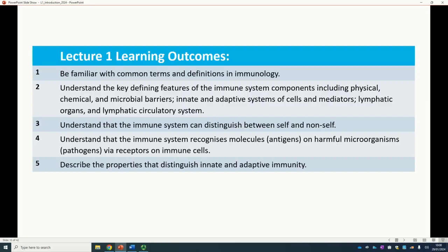So this will include various barriers, such as the physical, chemical, and microbial barriers, but also the innate and the adaptive immune responses, the variety of different cells and mediators that are involved, as well as various lymphatic organs and circulatory systems. You'll be able to understand that the immune system can distinguish between self and non-self. Also that the immune system recognizes what we call antigens on pathogens, and it does this via specific receptors on immune cells, but also to describe the properties that distinguish the innate and adaptive immune response.